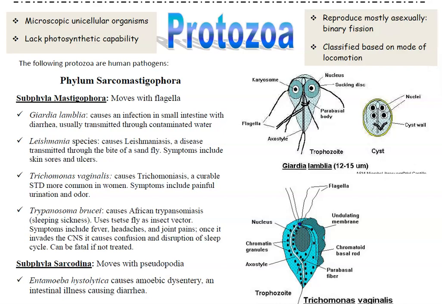And then we have Trypanosoma brucei, which causes African trypanosomiasis. It's also called sleeping sickness, the African sleeping sickness. It uses the tsetse fly as an insect vector. Symptoms include fever, headaches, and joint pains. Once it invades the central nervous system, the brain and the spinal cord, it causes confusion and disruption of your sleep cycle, which is called sleeping sickness. It can be fatal if it's not treated.